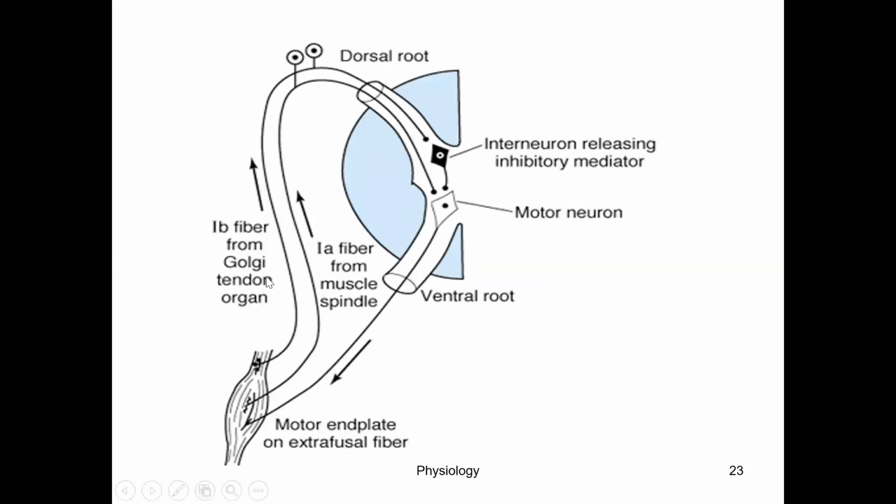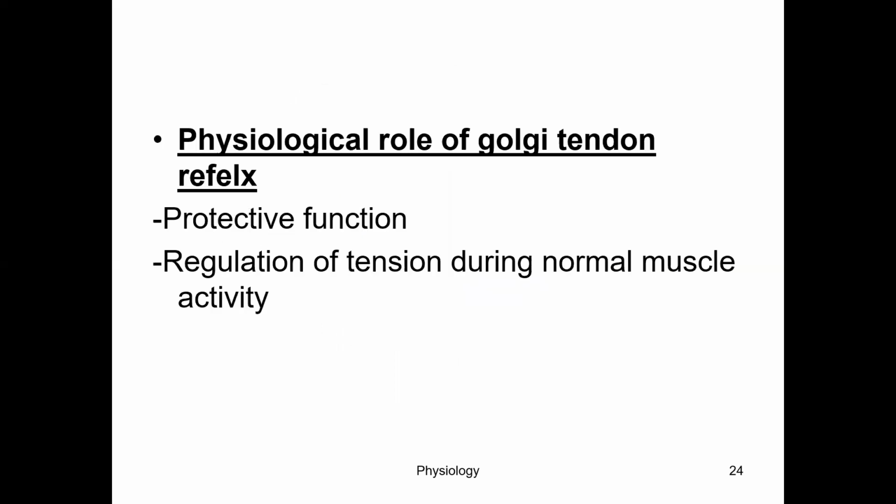Again, the same thing. You can see that group 1B fiber from the Golgi tendon organ causes inhibition. If there is an increase in the muscle tension, it will activate the inhibitory interneuron, so that there is no contraction and a decrease in the muscle tension. So what is the function of this Golgi tendon organ? It has a protective function, depending on whether it detects the tension in the muscle.